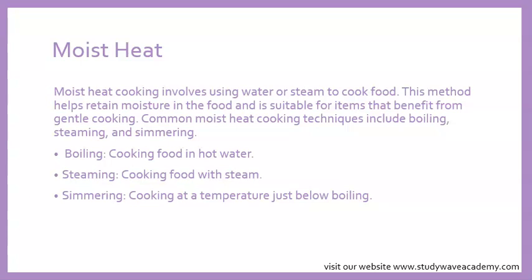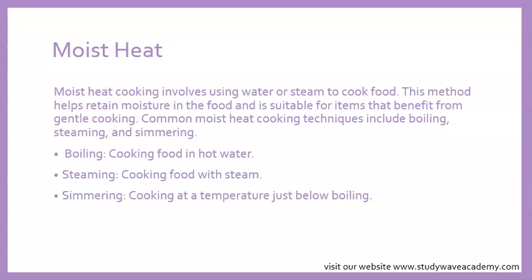Common moist heat cooking techniques include boiling, steaming, and simmering. Boiling, cooking food in hot water. Steaming, cooking food with steam. And simmering, cooking at a temperature just below boiling. Okay?